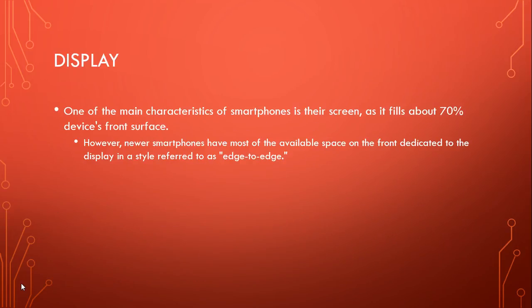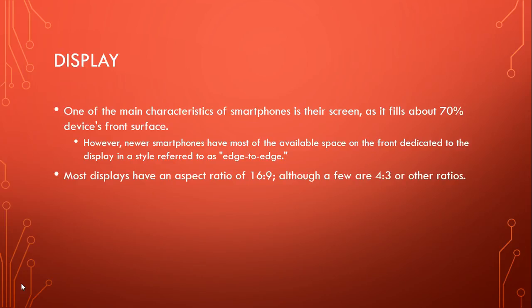Let's talk about the display. One of the main characteristics of a smartphone is its screen. It typically fills about 70% of the device's front surface, some a little bit more, some a little less. However, one thing to know is newer smartphones have most of the available space in the front dedicated in a style which is referred to as edge-to-edge style. So that means the whole front of your phone is pretty much a giant screen. They have a home button or something like that, but they try to use as much of the surface as possible.